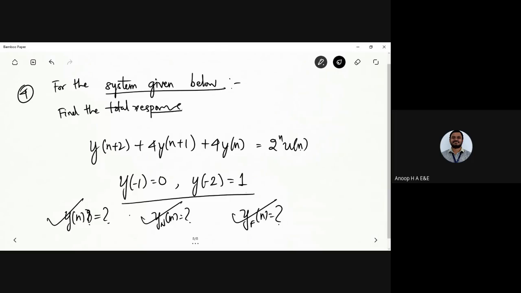So I can give this problem to Mohan. Mohan will be able to solve this and send me the solution within today.